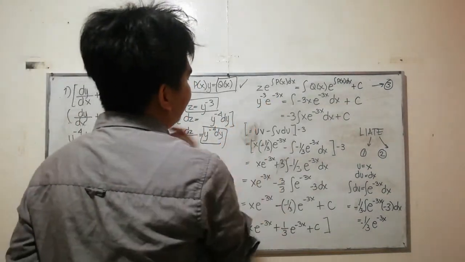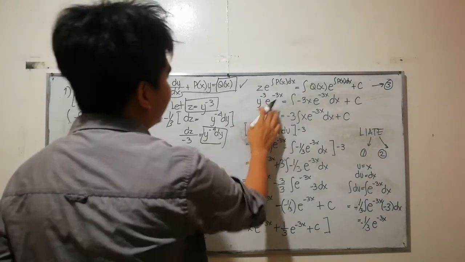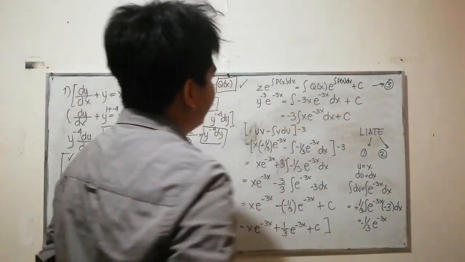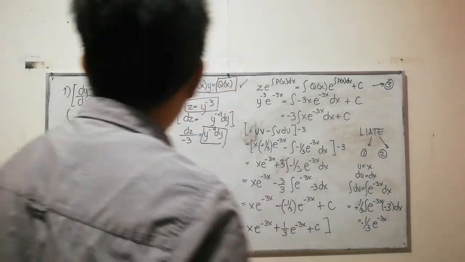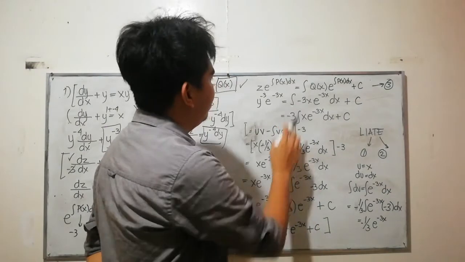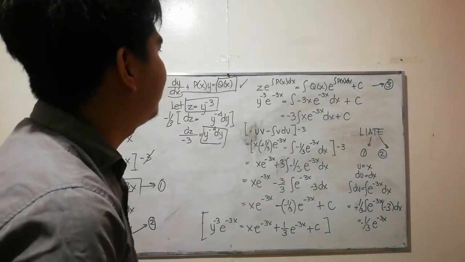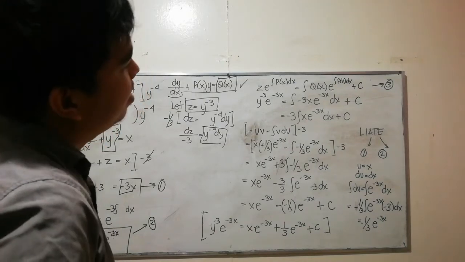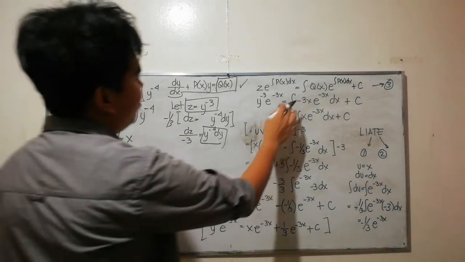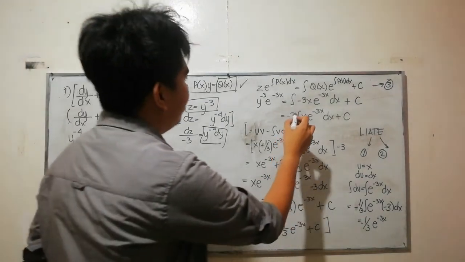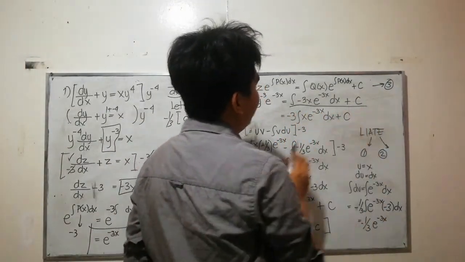So the integrating factor is e raised to negative 3x, equal to the integral of the q function of x, so integral of negative 3x e raised to negative 3x dx plus c. The constant we will put outside. So let's focus on the right side first.